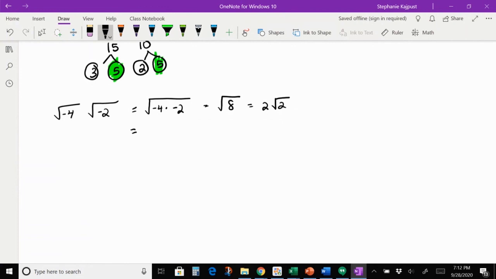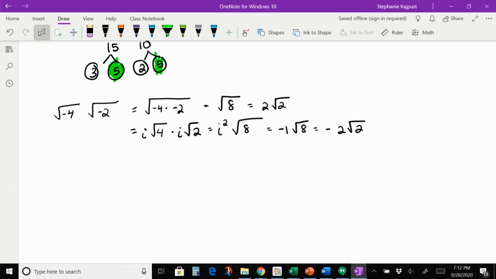Now, if you do it the other way, where you pull out an i first, you would have i times the square root of 4 times i times the square root of 2. And you can treat the i's like variables, so you can multiply those together. So an i times an i is an i squared. And then I can multiply those square roots. 4 times 2 is 8. And then i squared is equal to -1. So you have -1 times the square root of 8, and you end up with a -2 times the square root of 2, because the square root of 8 is 2 square root of 2.